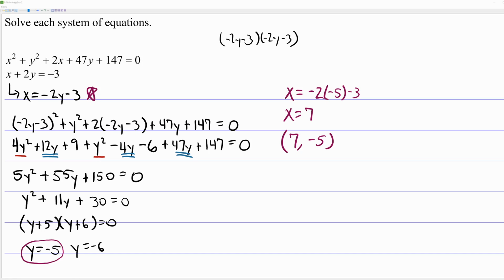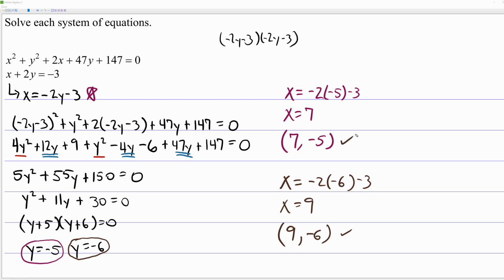Now, for the other point, let me pick a new color. We'll take y equals negative 6 and also plug that in. So x equals negative 2 times negative 6 minus 3. That's 12 minus 3. 12 minus 3 is 9. So our other point of intersection is 9, negative 6. So here's one place where the two graphs intersect each other, and here's another.